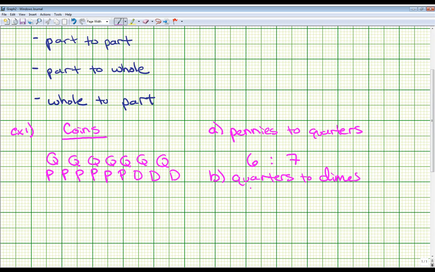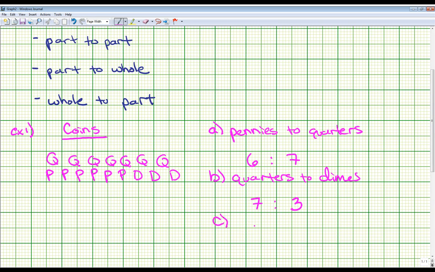So again, our quarters, there were 7 of them, but this time the quarters word is first. So I'm going to put the 7 number first. Use my colon. Dimes is second. So if we look, we have 3 dimes. So the ratio of quarters to dimes would be 7 to 3.